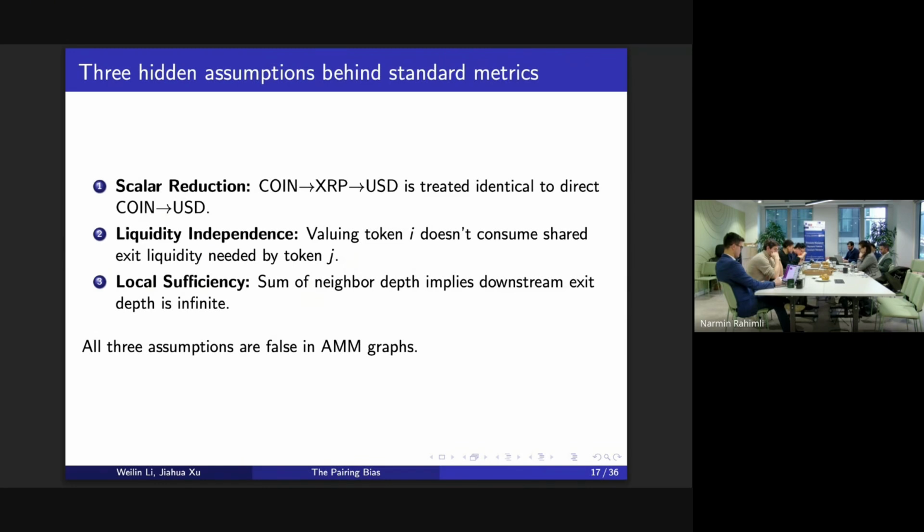And lastly, that's in the Luna case. The asset issuers, Luna, issue very, very deep liquidity between their governance token, Luna, and their so-called stablecoin, UST. With this very deep liquidity you can exchange at any time at a fixed exchange rate. But when you try to exit from UST or from Luna, only about 10% of the actual value can be exited. And all these three assumptions are false in AMM graphs.